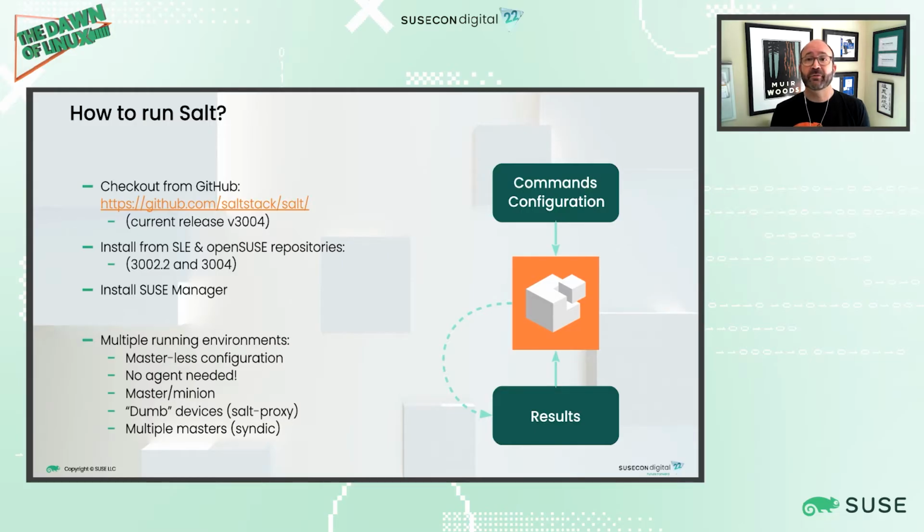There's multiple ways to run Salt in either the supported or unsupported configurations. There's a masterless configuration. There's even an agentless configuration, so you could have no master and no agents. Or you can run in the traditional master-minion configuration, master being the main server and the minion being the agents that run on the managed devices. You can also use Salt to manage dumb devices that can't run Python themselves using what's called a Salt proxy. And you can run with multiple masters. This is something we're actually working with in SUSE Manager as well.